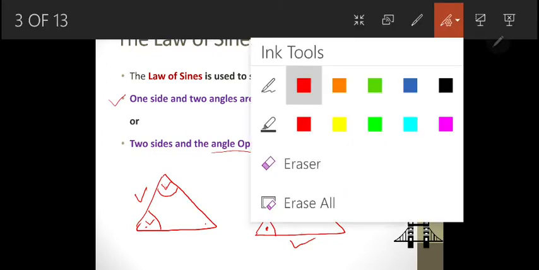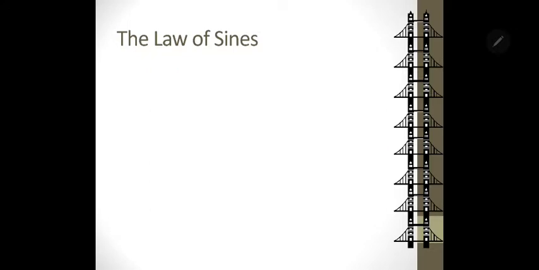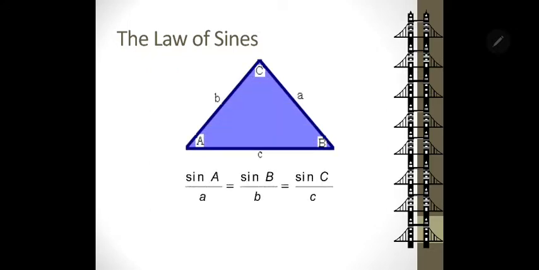Now the question is, what is the sine law? So the sine law says that sine of angle A divided by side A equals sine of angle B divided by side B equals sine of angle C divided by side C. The same law can also be written as, if I take the reciprocal, like if I flip all the fractions, then I can also write it as side A over sine A equals side B over sine B equals side C divided by sine C.